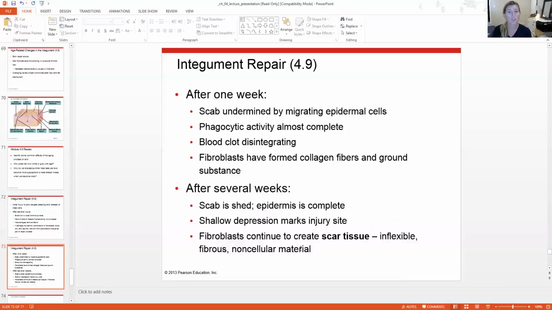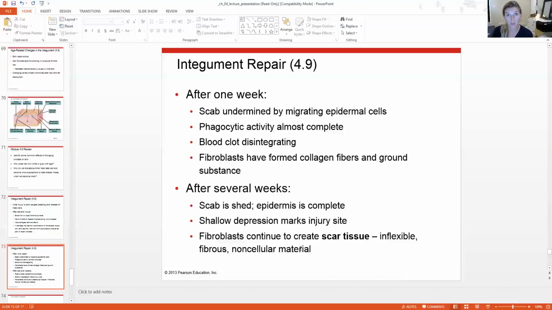So after one week, you'll have that scab that could be undermined by all those epidermal cells, so it could start to fall off again depending on how deep the wound is. There's phagocytic activity that's almost completed after a week. The blood clot will start to disintegrate. The fibroblasts have formed those collagen fibers, and that will result in a scar. So after several weeks, the scab comes off. Epidermis is now complete. There might be a little indentation on your skin where that injury was, and you'll have that scar tissue there for a while until the skin can repair itself completely.